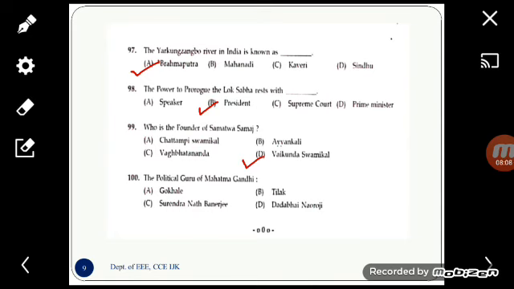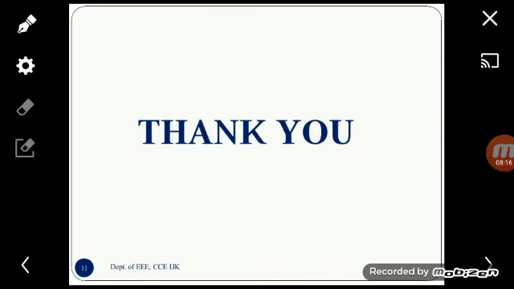And the last question is: the political guru of Mahatma Gandhi. The political guru of Mahatma Gandhi is Gopala Krishna Gokhale. Option A is correct. I hope all of you understood the answers well.